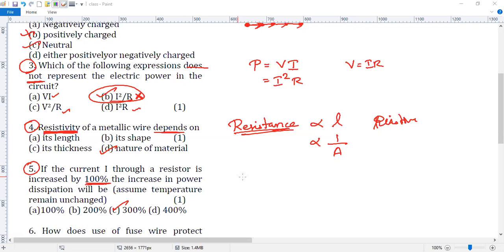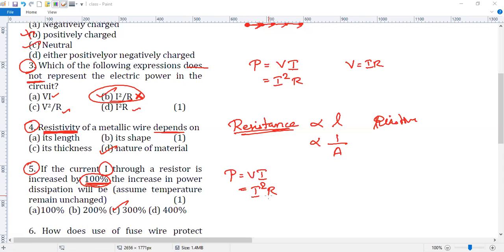Ma'am, P is equal to VI. So P will now be equal to 2V into 2I. See, the current through the resistor is increased by 100%. So we are bothered about the current part. We don't need to look at V here. We are going to see how it affects I. So we can write this formula in terms of current. So I squared R formula you can write.